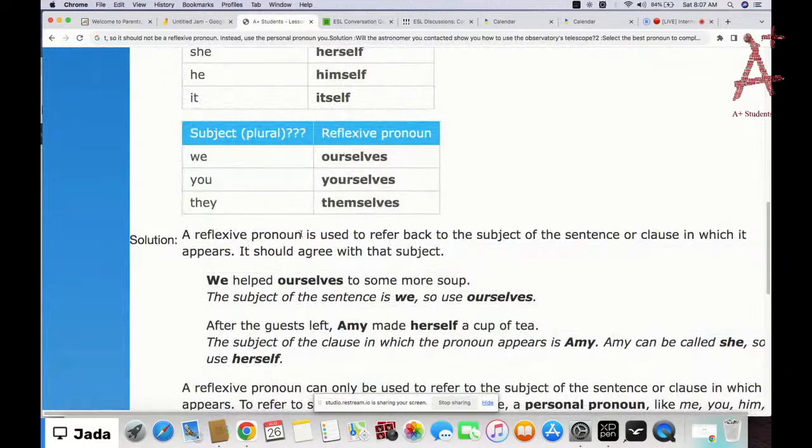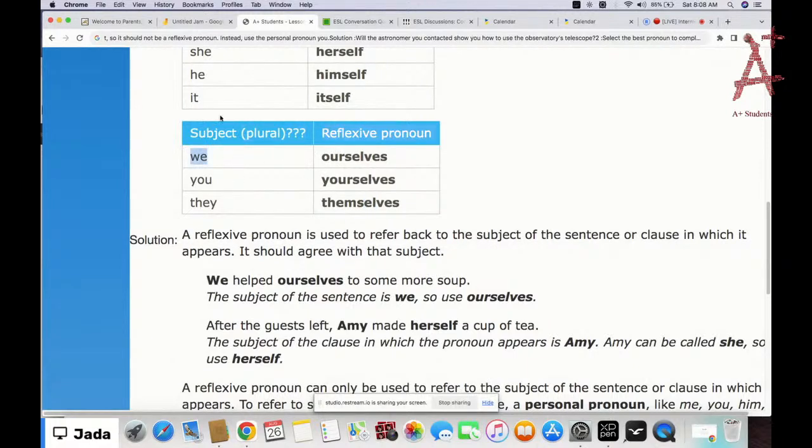So now a reflexive pronoun is used to refer back to the subject of the sentence or clause in which it appears. It should agree with that subject. So we cannot have yourself with we, we goes with ourselves. You cannot have they and then use ourselves as the reflexive pronoun. Once you're having they, you're going to use themselves.